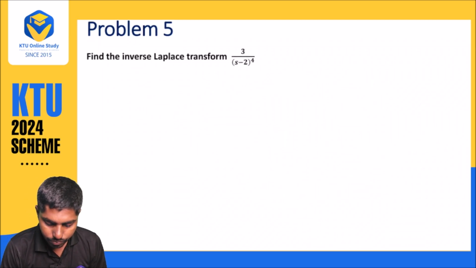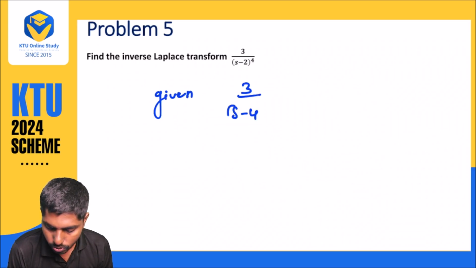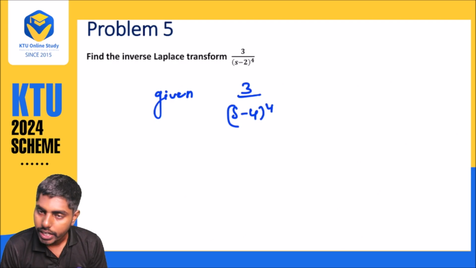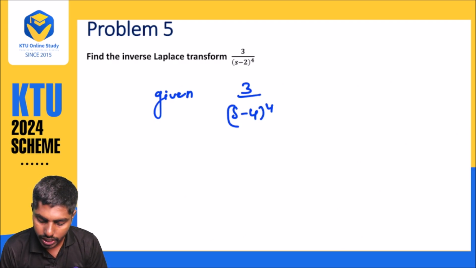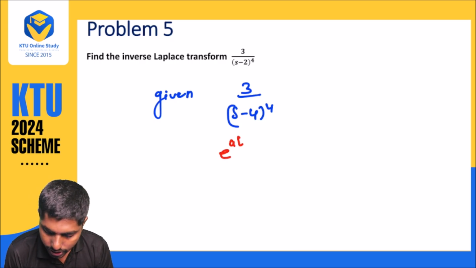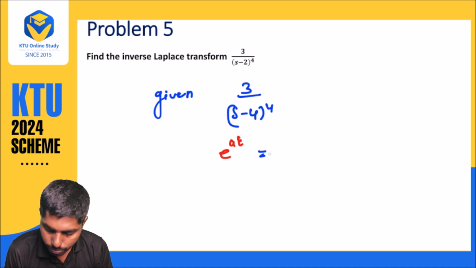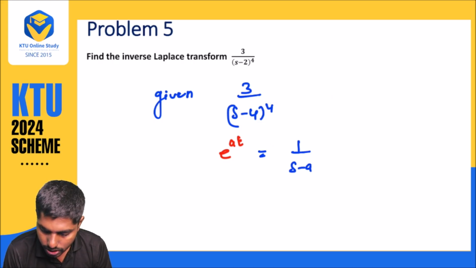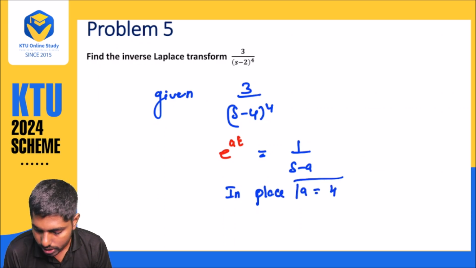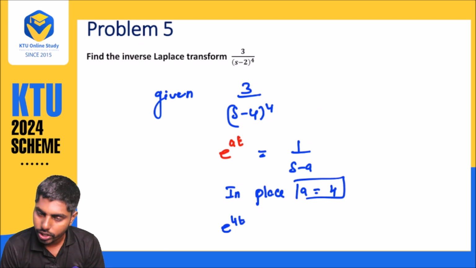So they have given 3 divided by x minus 4 the whole power 4, means we know that thing. Here x minus 4 means we can consider it as e power at. In place of a, what is there? E power at means that is nothing but 1 divided by x minus a. So in place of a, it is 4. We know the thing, e power 4t, we have identified.